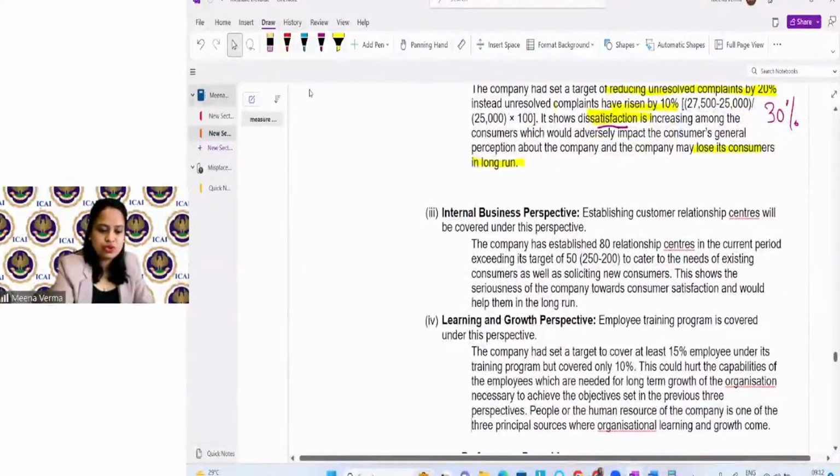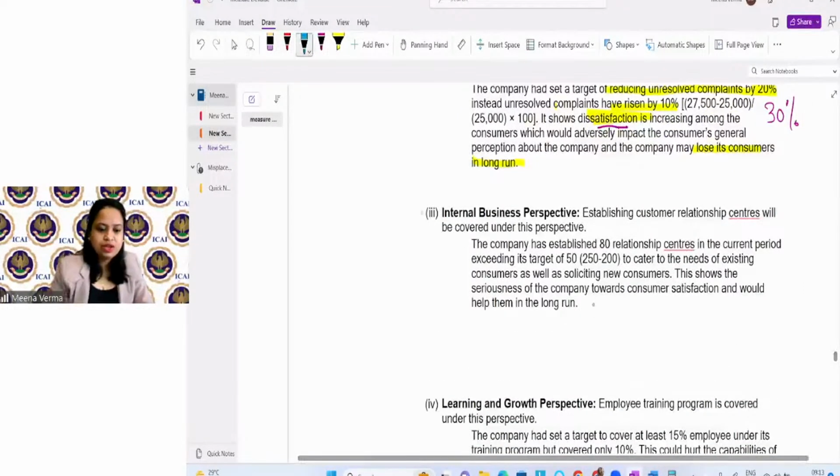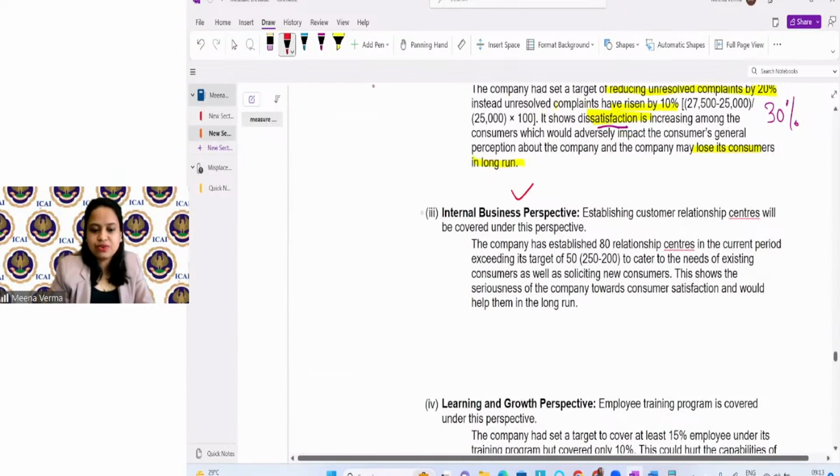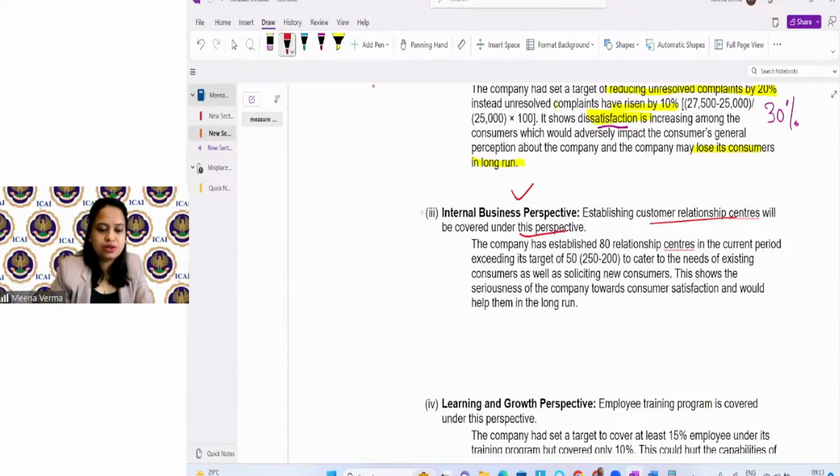Okay. So you can see it is good for the company. See, what is written here? Internal business perspective, customer relationship center will be covered under this perspective. Customer relationship center will be covered here. The company has established 80 centers in the current period, exceeding the limit of 50.